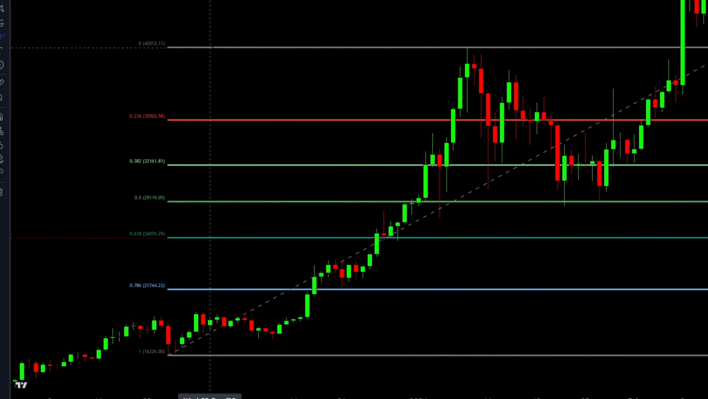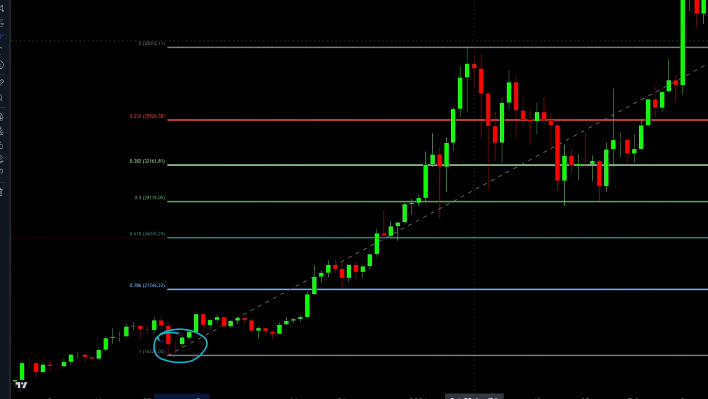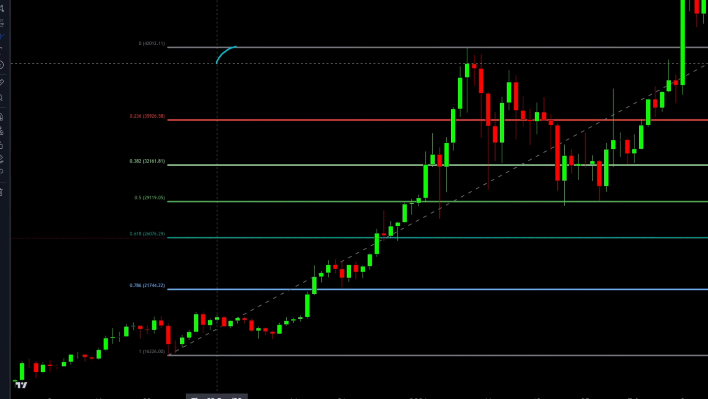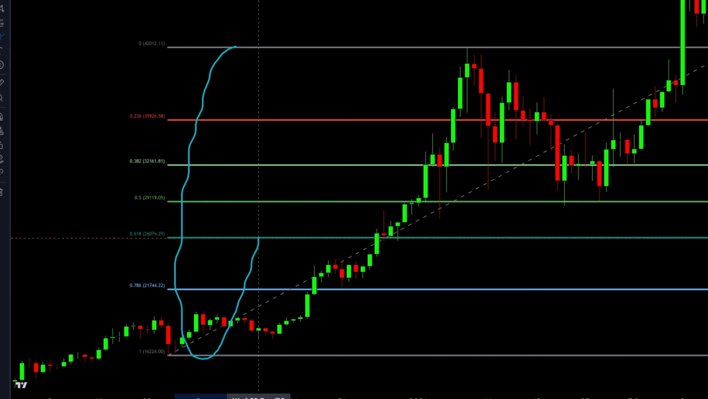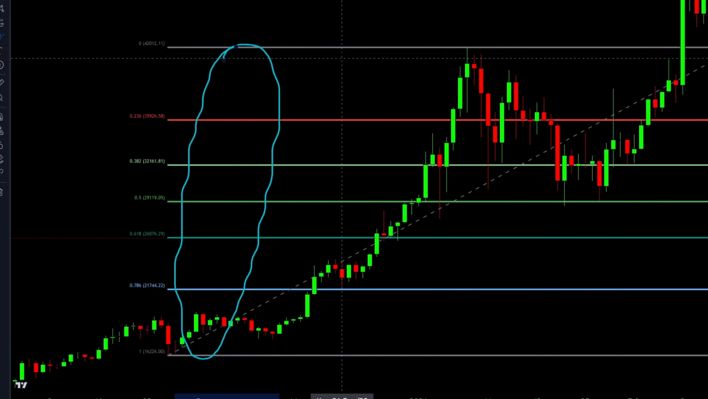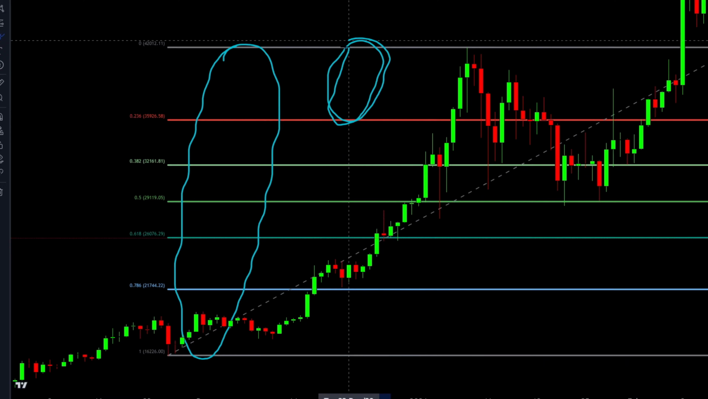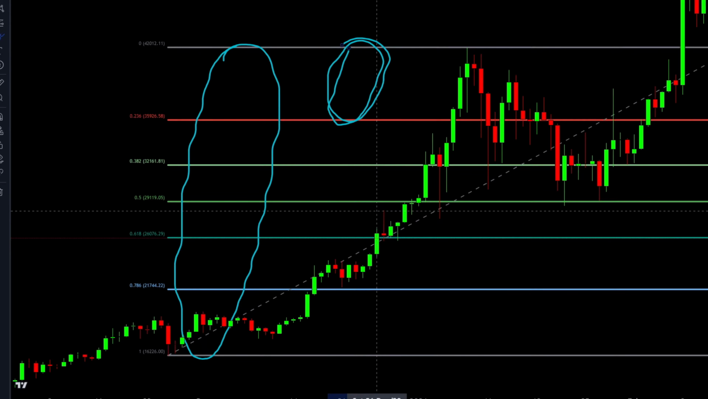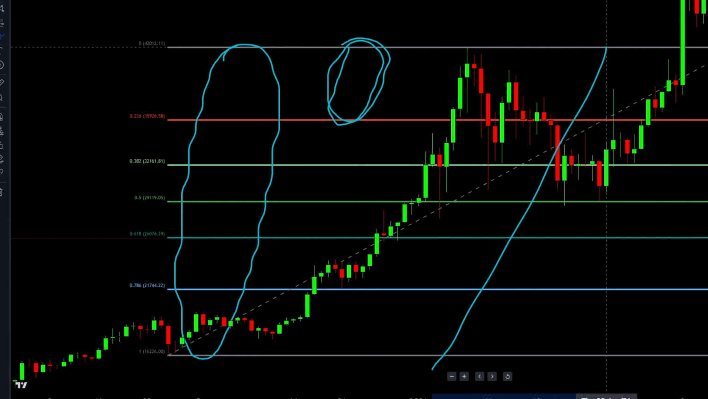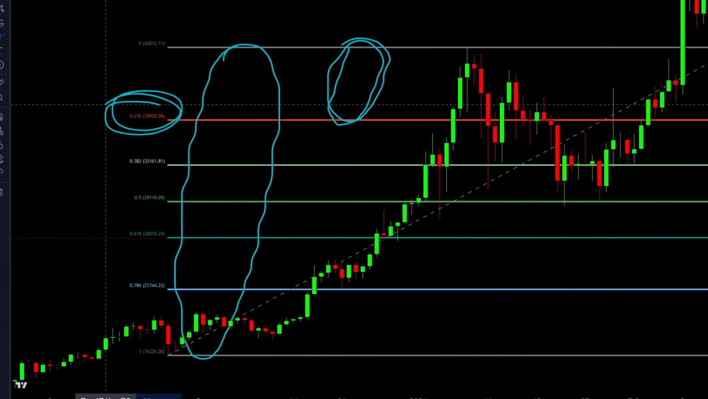And you may wonder, what is 23.6%? Well, if you look from the low up to here, this is 100%. So this is 100% of the move. And this part right here, from the highest point down to the first line, so down to the red line, this is 23.6% of the whole move. So that is basically what that means.